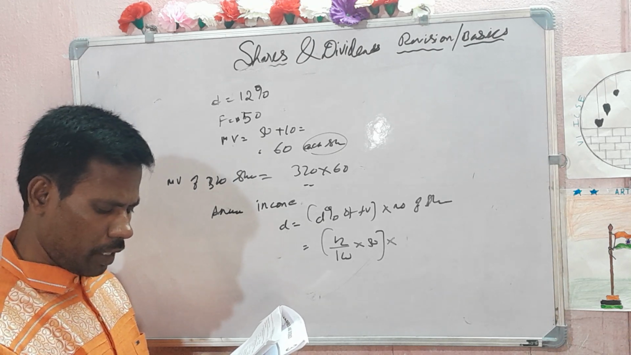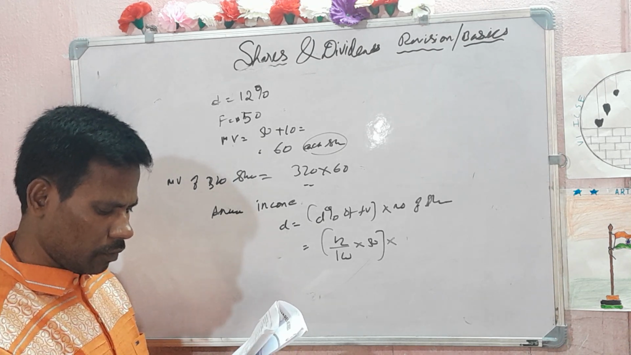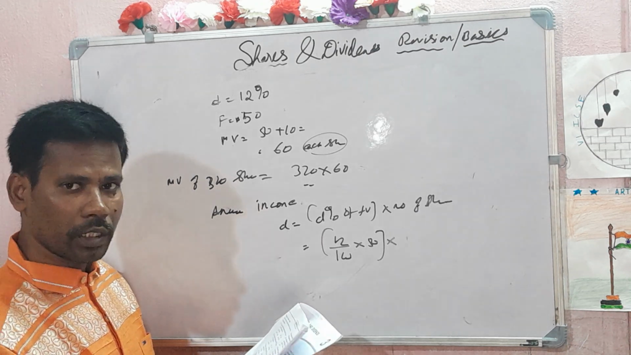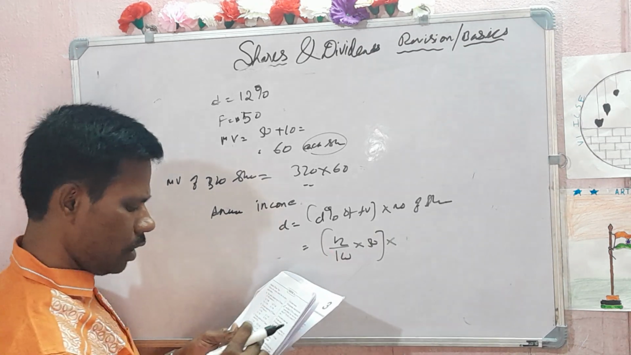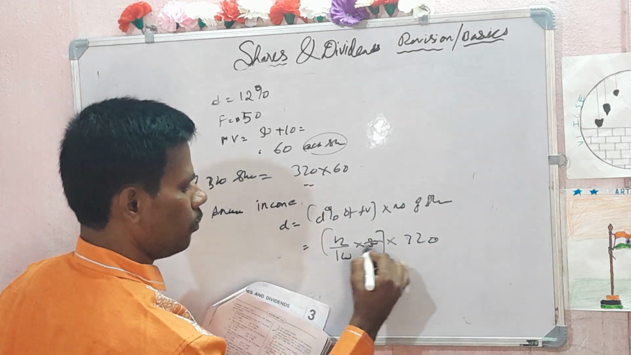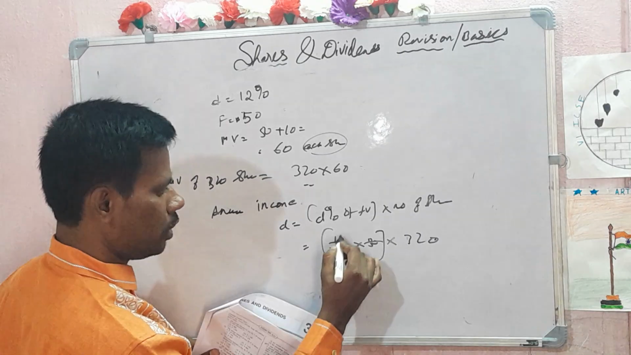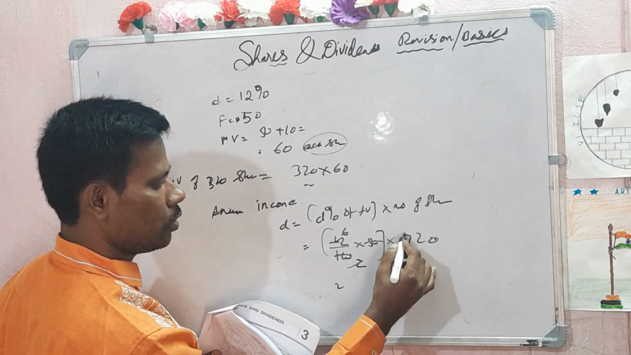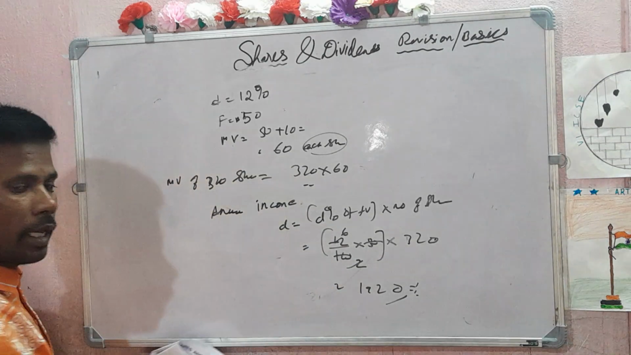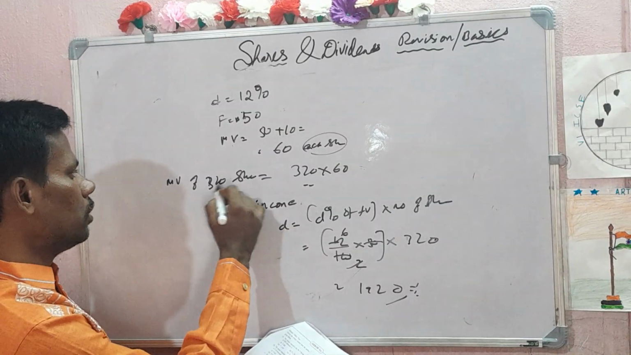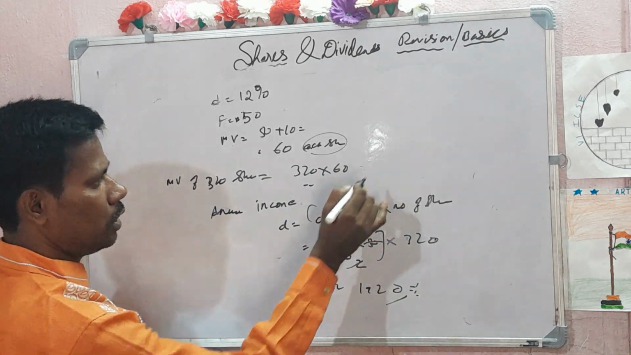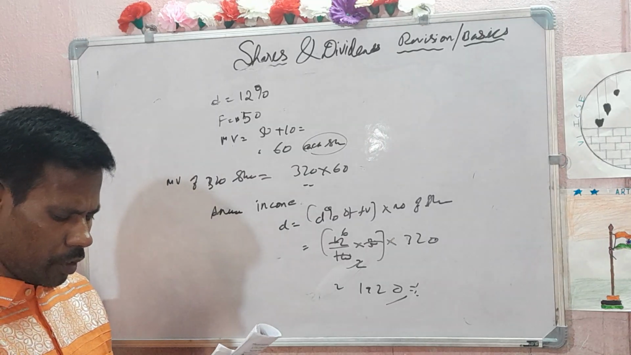Find the market value of 320 shares, and here 320 shares is already given. So here is the annual income for 320 shares. 50 ones are 50, 6 twos are 12, 6 18, 19, 1920. So this is the annual income, and this is for 320 shares. 320 into 60, just multiply it. What is the other word? Profit percentage.